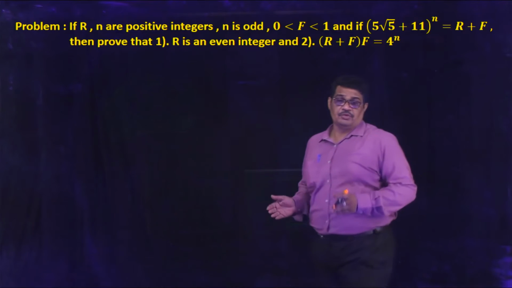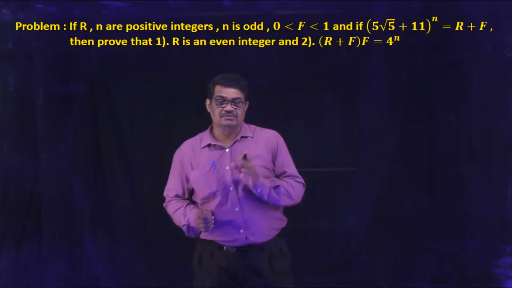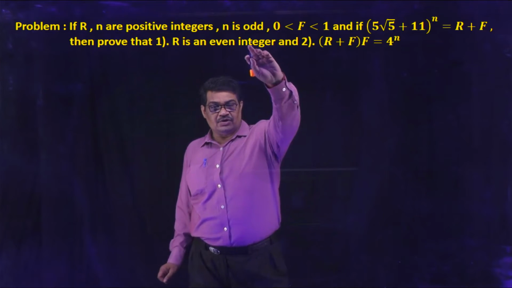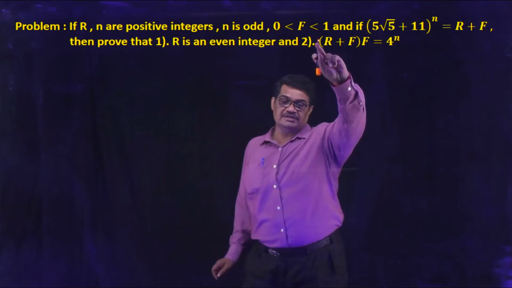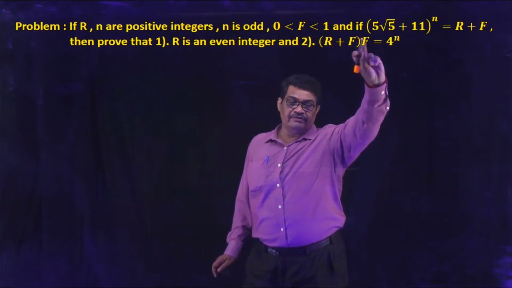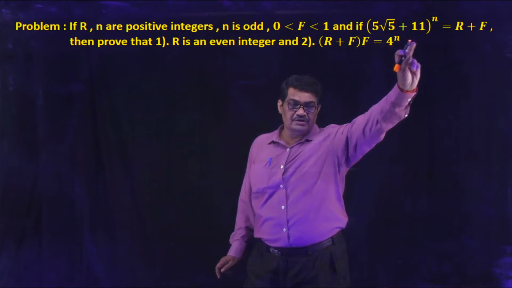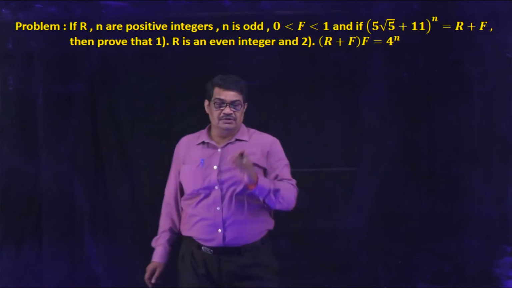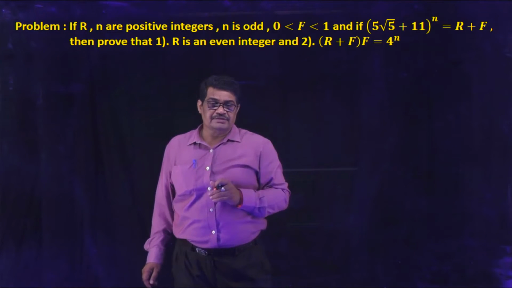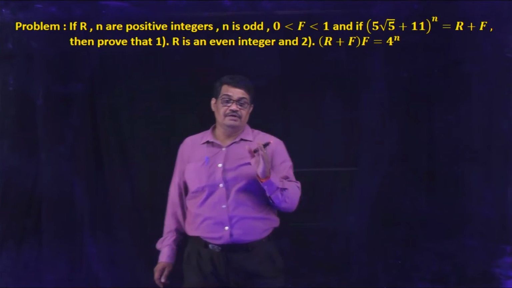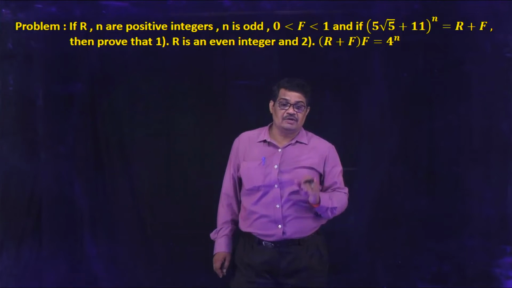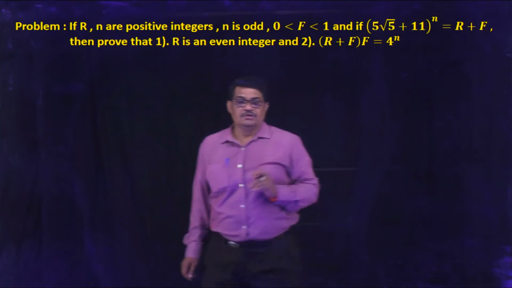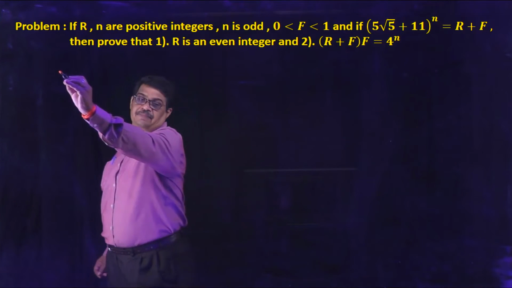Okay, another problem. If capital R comma n are positive integers and small n is an odd number, here 0 less than capital F less than 1, and if 5 root 5 plus 11 whole power n is equal to capital R plus capital F, then prove these two things. First one is R is an even integer and second one is R plus F into F is equal to 4 to the power of n. That is what we are proving. See the solution.